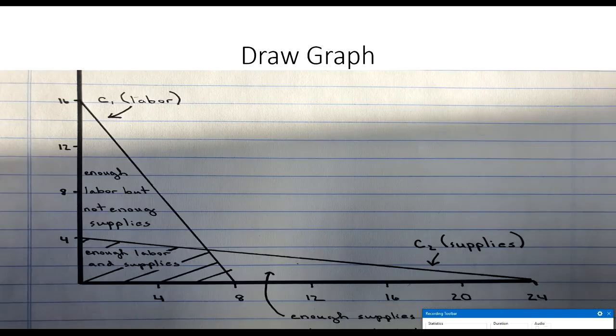And we see that here. Right here, 16, (0, 16). And down here, (8, 0). This is our first line that represents everywhere where labor is used at complete capacity.